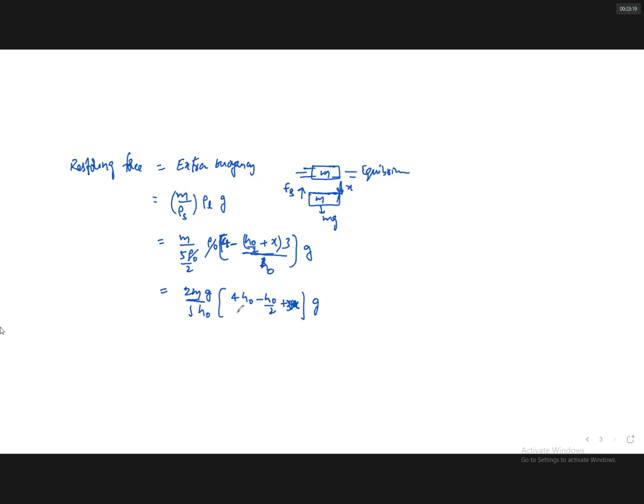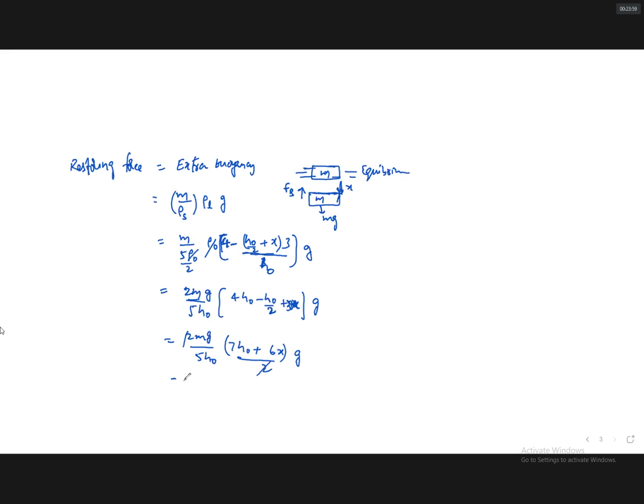Here we get the h naught term. So 2mg by 5 h naught into 4 h naught minus h naught by 2, which is 7 h naught by 2, plus 2 into 3, 6x by 2. The 2 gets cancelled. We get 7 h naught plus 6x by 2, into g.